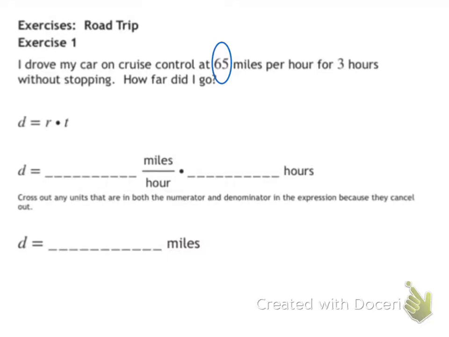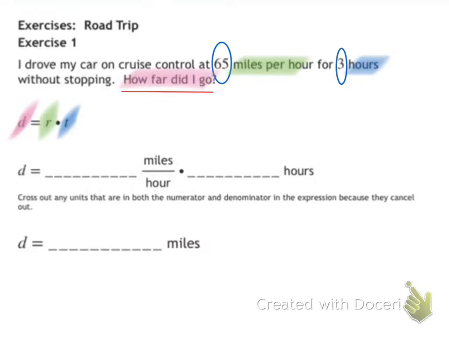Finally, a lesson with simple words, or an exercise, I should say. I drove my car on cruise control at 65 miles per hour for 3 hours without stopping. How far did I go? So they give us here 65 miles per hour, and that is the rate, right? 65 miles per hour for 3 hours, and 3 hours is the time. And how far did I go is the distance. How far did I travel?